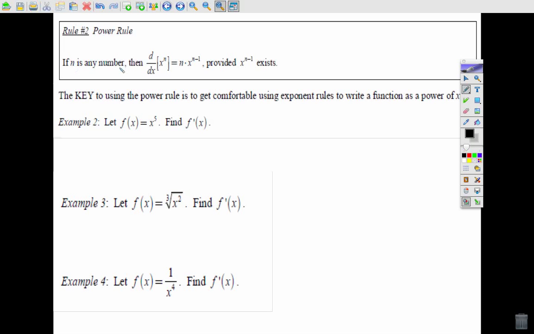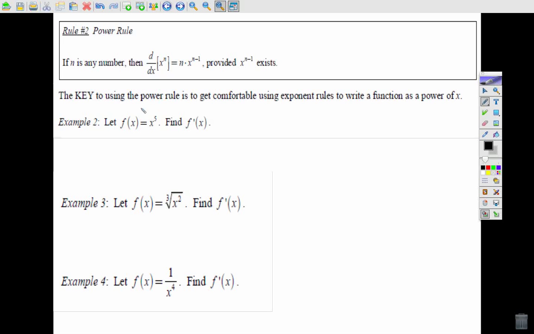The power rule says if n is any number, then the derivative with respect to x of x raised to the n power is equal to n times x to the n minus 1 power. Notice the exponent comes down into the front as a coefficient, provided x to the n minus 1 exists. If you end up getting this is 0, it's not going to work, but we'll talk about that in a minute.